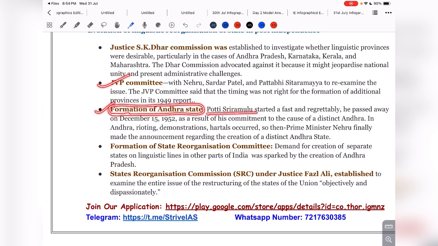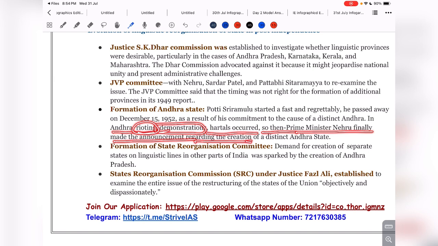The Gandhian leader Potti Sriramulu started a fast unto death, and unfortunately died. Because of that, it created pressure, and there was rioting, demonstrations and hartal. So Prime Minister Jawaharlal Nehru made an announcement regarding the creation of Andhra Pradesh. Because of the Gandhian leader who was on a fast unto death, pressure was created on Jawaharlal Nehru to create a linguistic state. So Andhra Pradesh is the first linguistic state that was created.